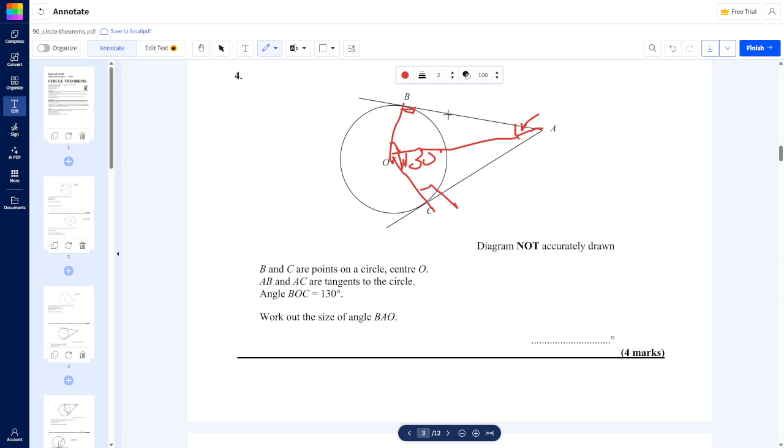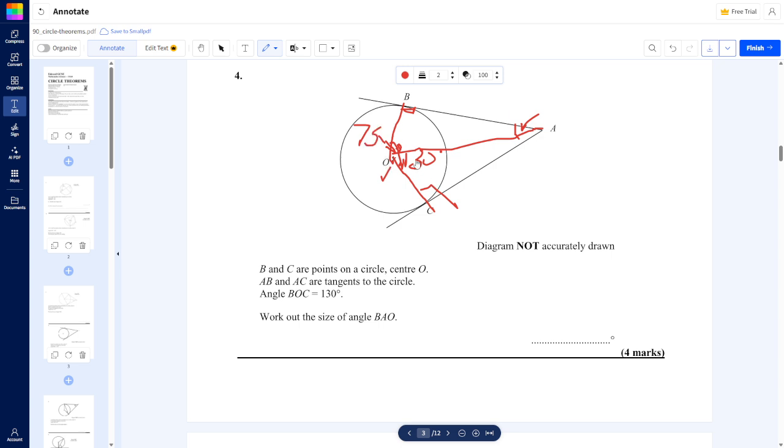Next, we know that these two triangles over here are going to be congruent because these two sides are the same, and this angle is the same. Which means each of these angles is going to be the same, so each of these angles is just 130 split into 2, which means each of these is going to be 75.